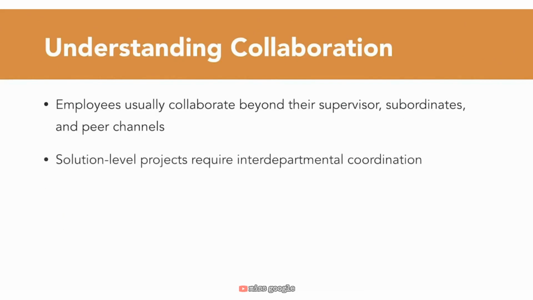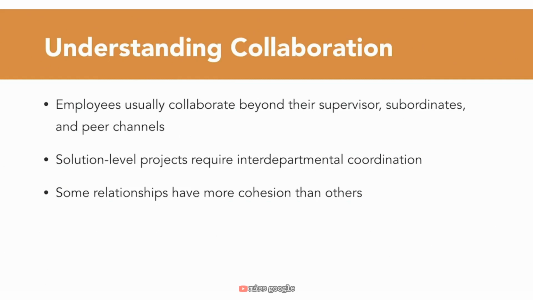Solution-level projects require interdepartmental coordination. For example, to deploy a software project for a customer, the development team should collaborate with product managers, operations, technical publications, customer success managers, and the sales engineers. Some relationships require more cohesion than others. Relationships between software architects and project managers across multiple teams are required to build a well-integrated software solution.